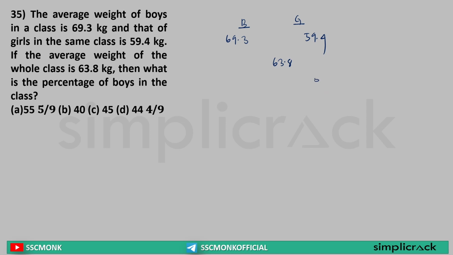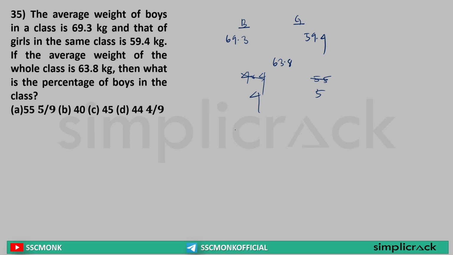69.3 minus 63.8 is equal to 5.5. 63.8 minus 59.4 is equal to 4.4. Okay. Decimal crossed out. 11 4s are 44. 11 5s are 55. So how many girls are there? Sir, 5. How many boys are there? 4.